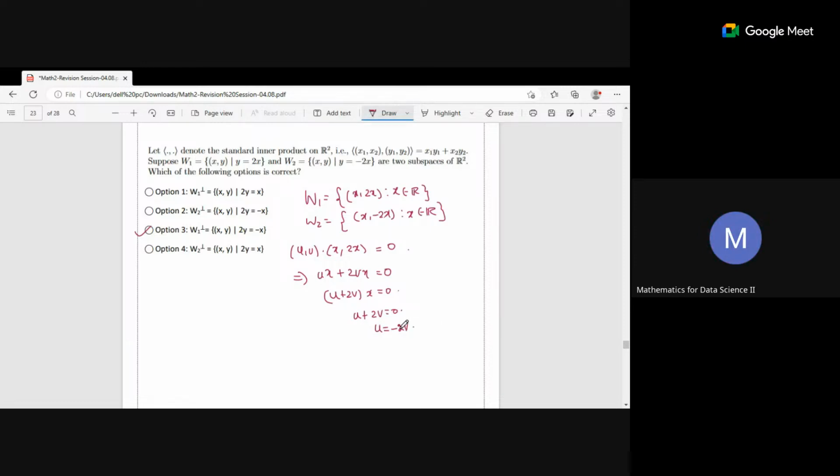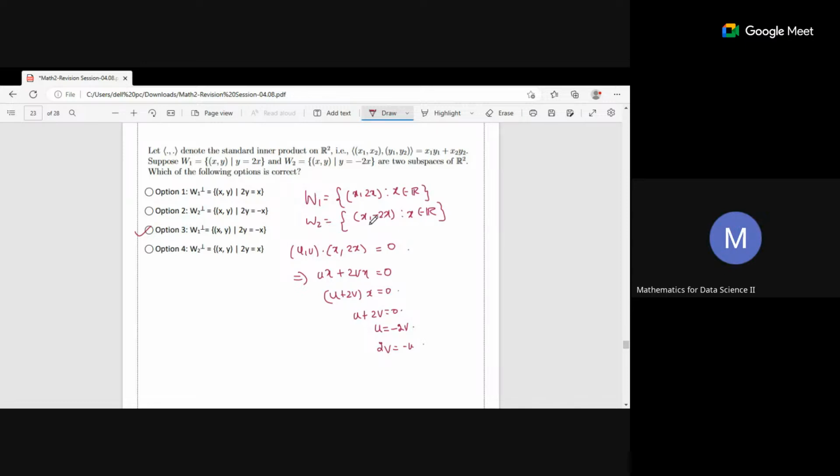Yeah, so here you have 2v is equal to minus u. So u is the first coordinate and v is the second coordinate. So you see this option matches with this. I have not skipped any equation here. So are the steps clear for everyone? Correct. Yes. So you have found W1 perp.